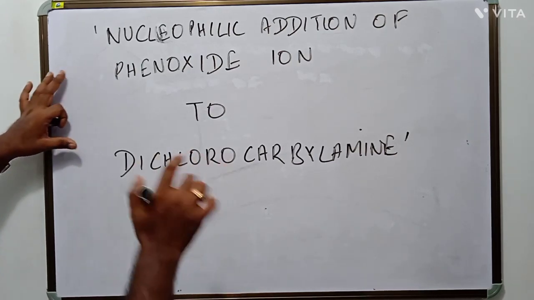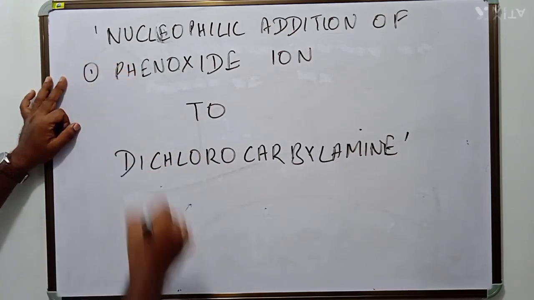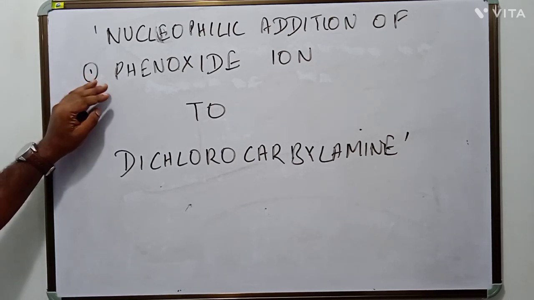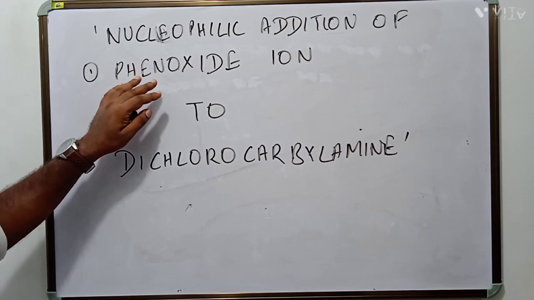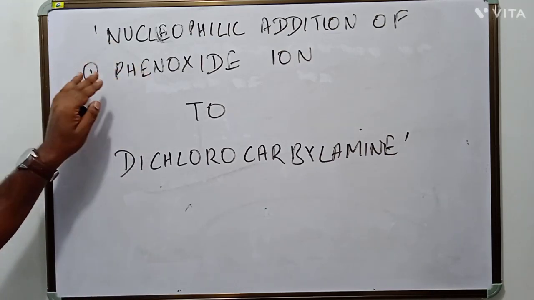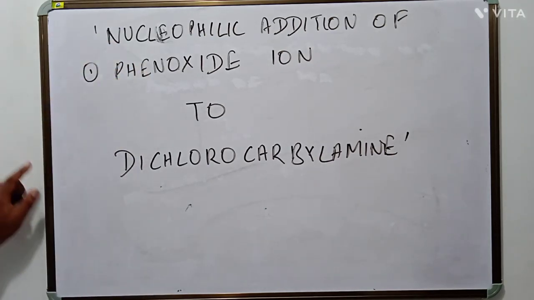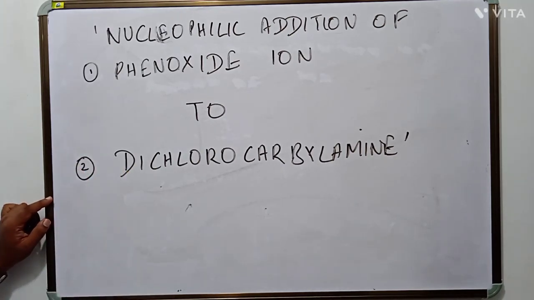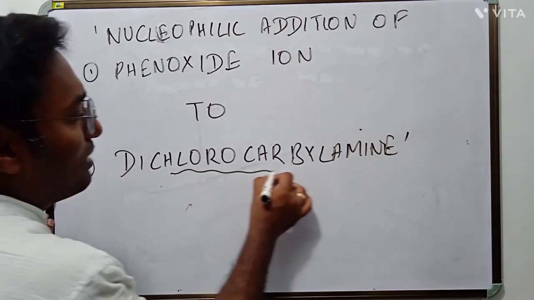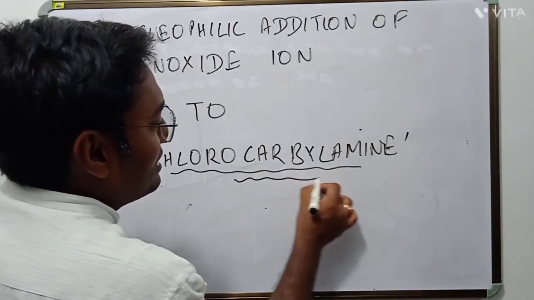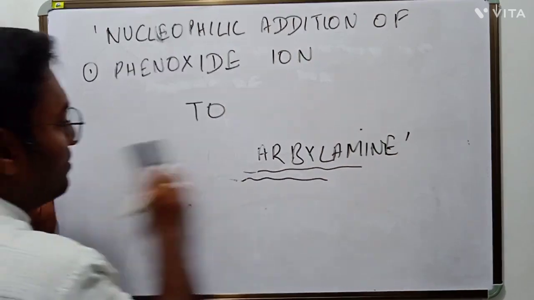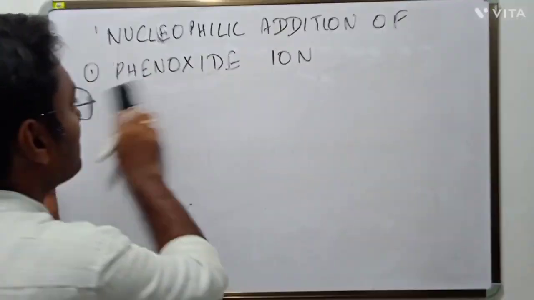So from this mechanism, it is evident that you need two things. One, you need phenoxide ion. That will be formed because there is phenol and phenol is acidic. So phenoxide ion will be formed spontaneously. No need to do anything. And the second thing that you need is dichlorocarbene. How this dichlorocarbene is formed, we will see in the mechanism.